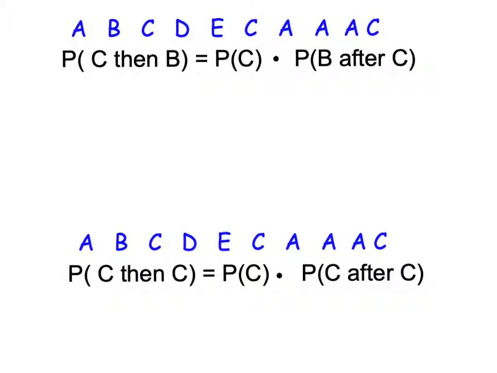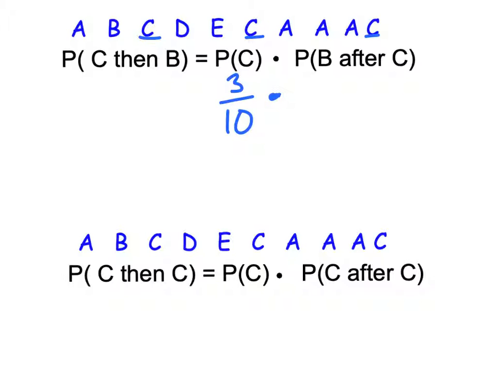Here are a couple more examples of dependent events and not replacing the letters. The probability of picking C and then B equals the probability of C times the probability of picking up B after C was picked and not replaced. The probability of picking C in this case is 3. I have 1, 2, 3 C's. And I still have 10 options.